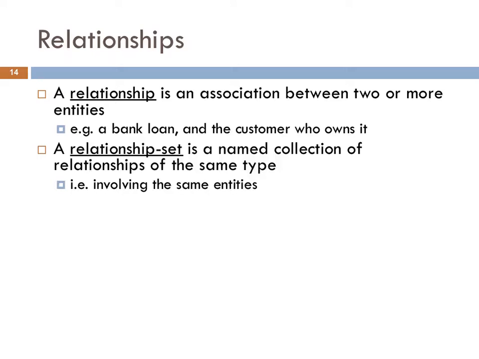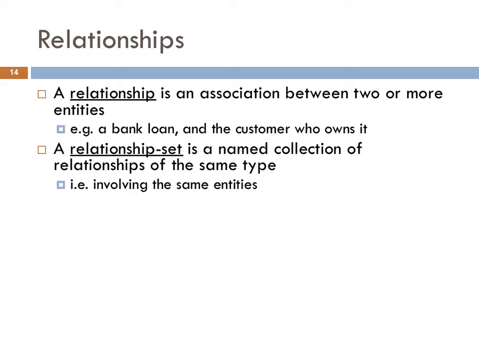Now, this is where it gets a little bit confusing, because we can have a whole category of relationships, or a whole collection of relationships. Like that this laptop belongs to me, and that laptop belongs to you, and so forth. Those are all individual relationships, but they all involve a laptop and a person. Right? So then we can collect those relationships together into this thing called a relationship set. Okay? So it's a named collection of relationships of the same type, or involving the same kinds of entities.